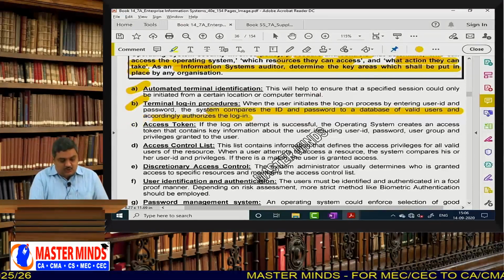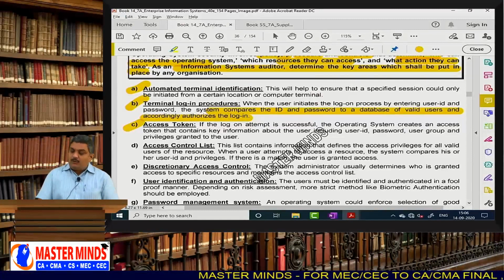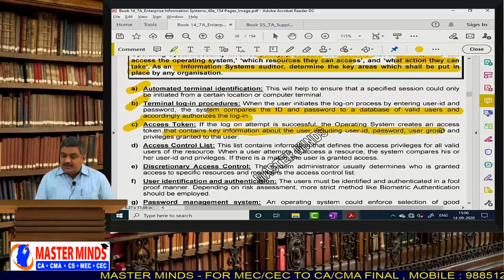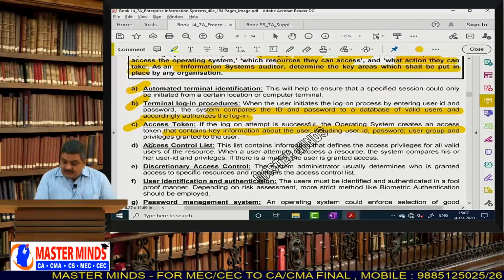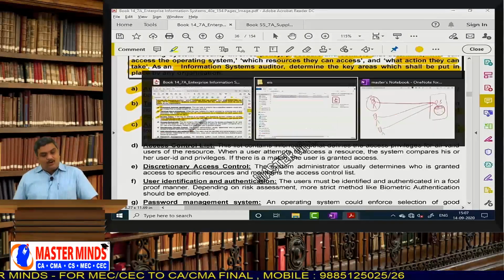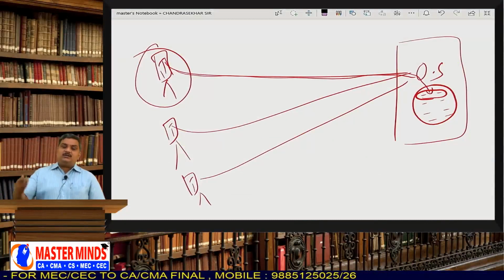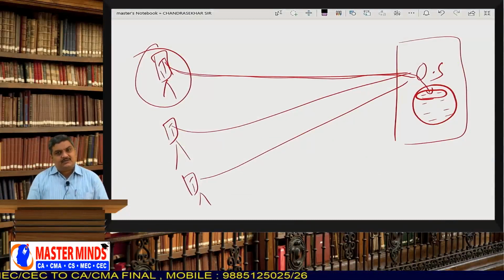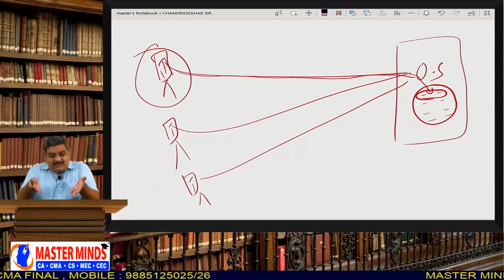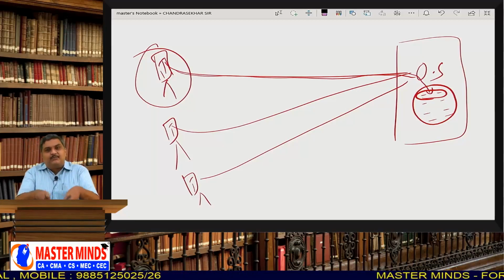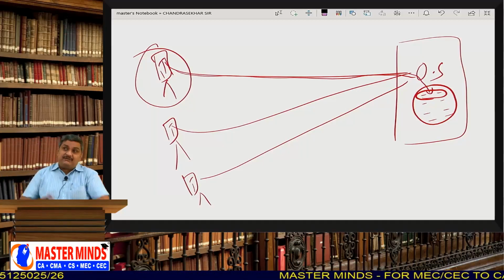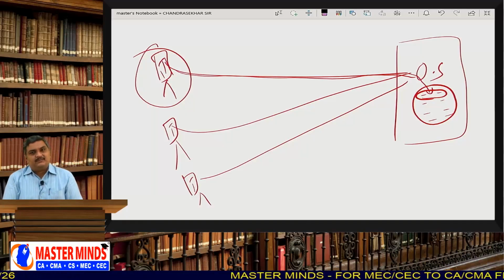And the third one, access token. If the logon attempt is successful, the operating system creates an access token that contains the key information about the user, including the user ID, password, user group, privileges granted to the user. See, I will log on to the operating system, I log on to the server and I will do a lot of operations. Okay. Every time I need to get connected to the server because nothing is there in my terminal, nothing is there in my computer, everything is there in the server. So everything I have to bring from the server, I have to access it from the server, isn't it?